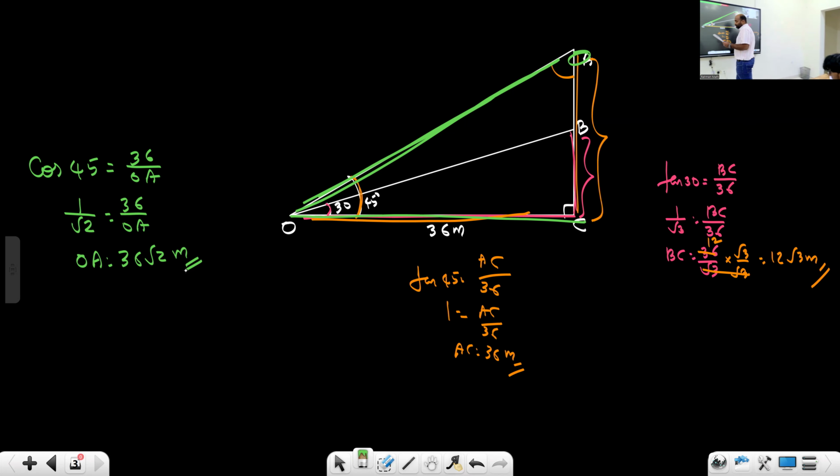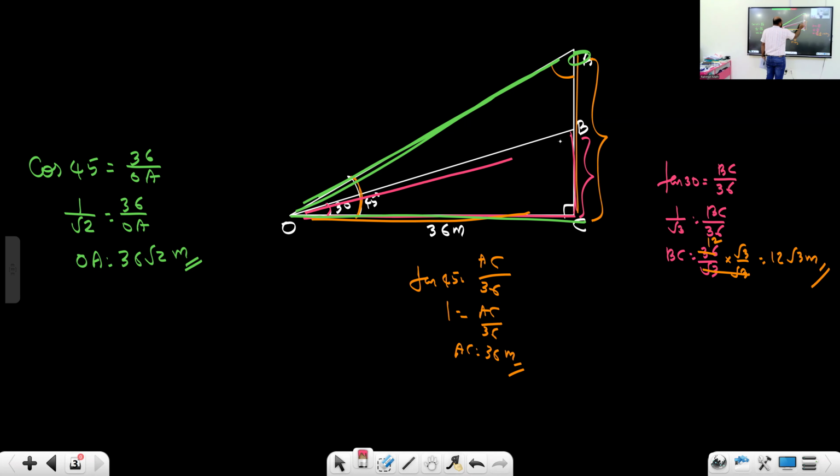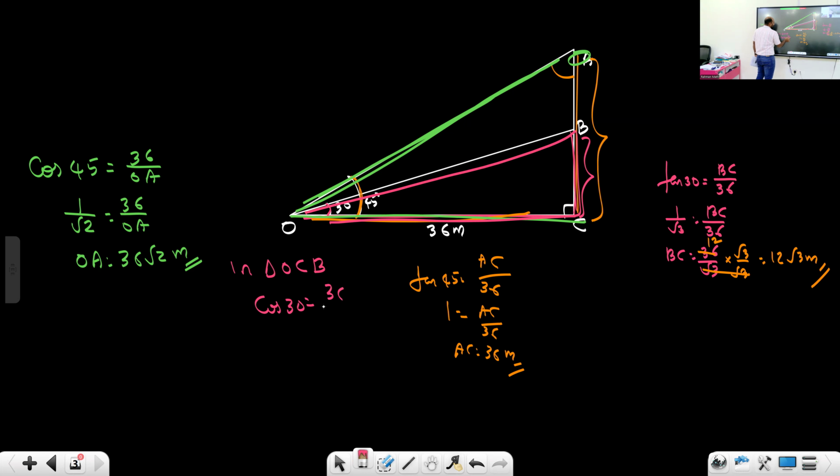Next one. What is the length of the wire structure to this one? This one. Now, which triangle will we take? Triangle OCB. Which angle? Can I take cos 30? Cos 30 equals 36 by OB. What is cos 30? Root 3 by 2. 36 by OB.